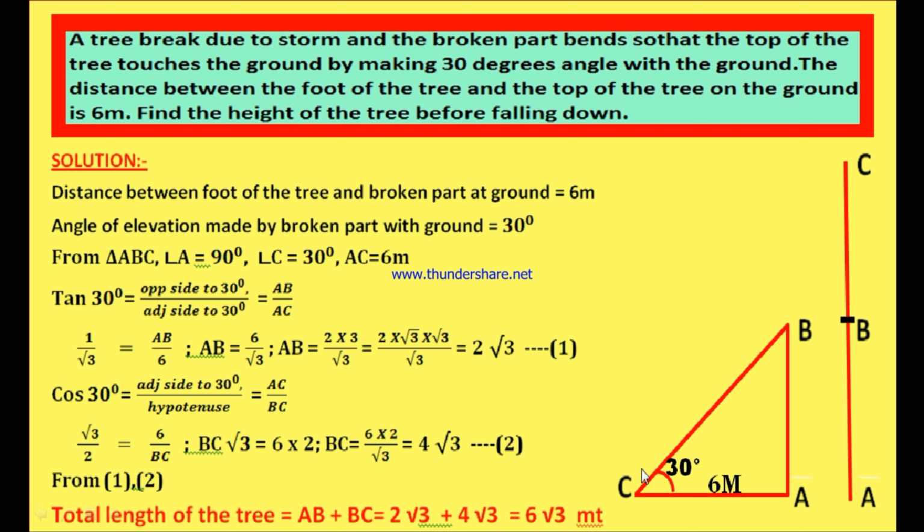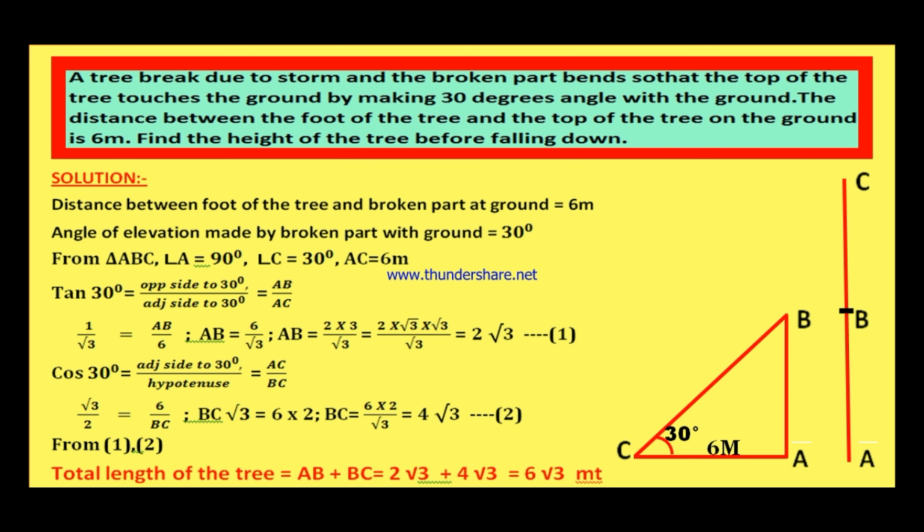And let us find BC also. Now in order to find out BC, for the known angle we know the adjacent side and we have to find the hypotenuse. The trigonometrical ratio which has the relation between adjacent side and hypotenuse is cos. Therefore cos 30 degrees is equal to adjacent side to 30 by hypotenuse. For 30 degrees, adjacent side is AC and hypotenuse is BC, AC by BC.